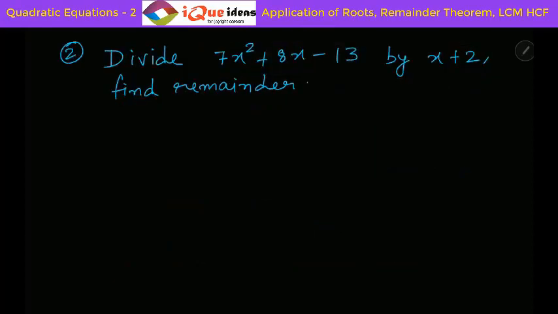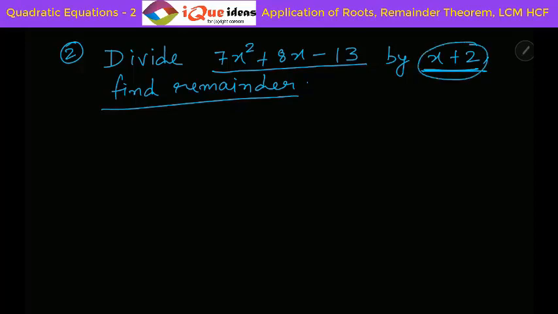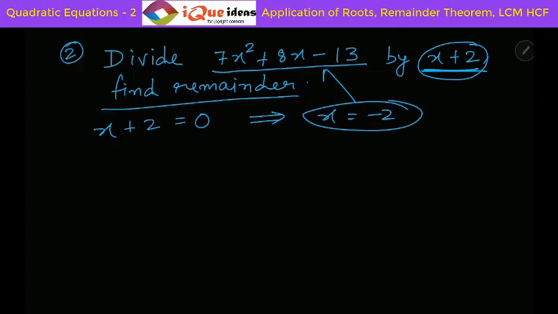Now let's take up this question. It says divide 7x squared plus 8x minus 13 by x plus 2, find remainder. Our condition: divisor has to be 1 degree. x plus 2 is 1 degree. Simply equate the divisor x plus 2 to 0. From here we get x equal to minus 2. Put x equal to minus 2 in this expression.